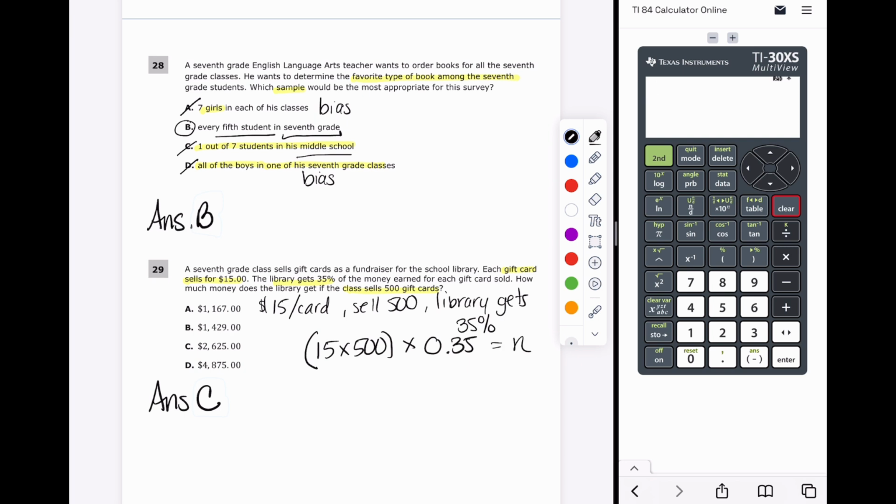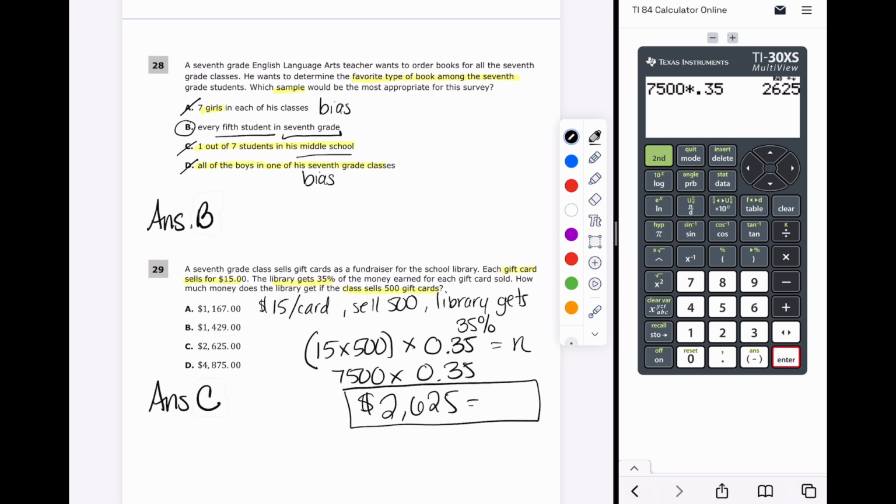So let's start with what's in parentheses first. 15 times 500, which is 7,500, times 0.35, which is 35%. And I get $2,625. That is what the library makes, which is C.